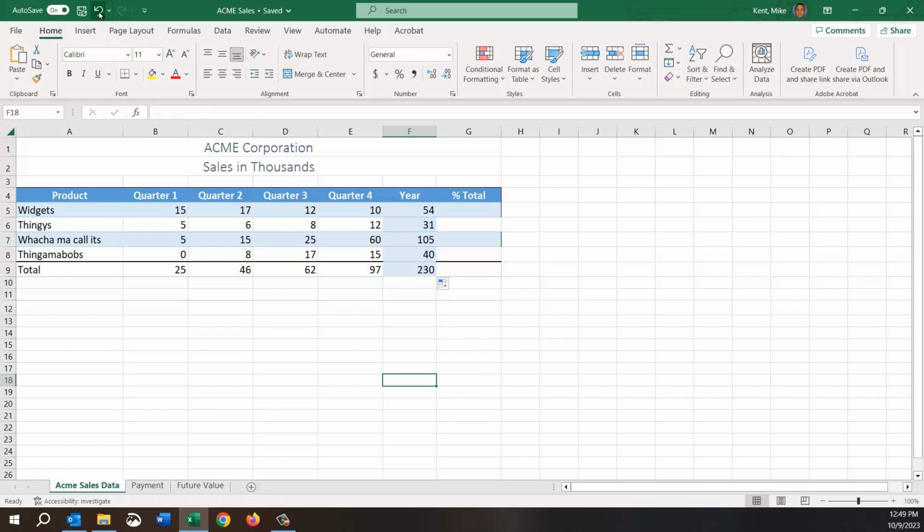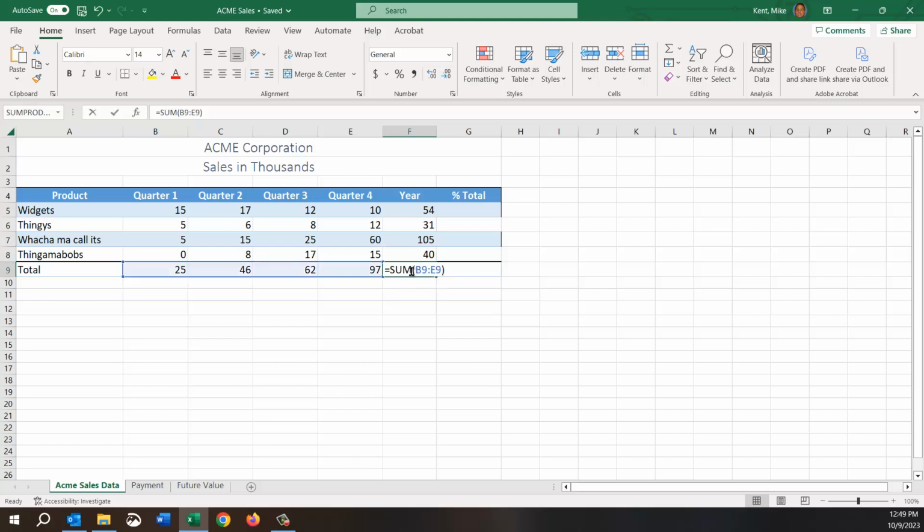I'm going to hit undo right here. And I'm going to use the fill handle again and drag it all the way down. But this time I'm going to hit the little AutoFill Options and say Fill Without Formatting. So there we are. Now it looks great. Now I can see that for the entire year I sold 230,000 of the different products my company sells. Widgets was 54,000, et cetera. Whatchamacallits were my most popular product.